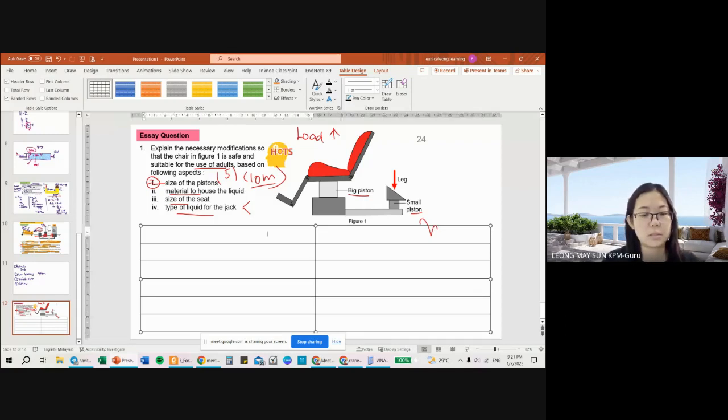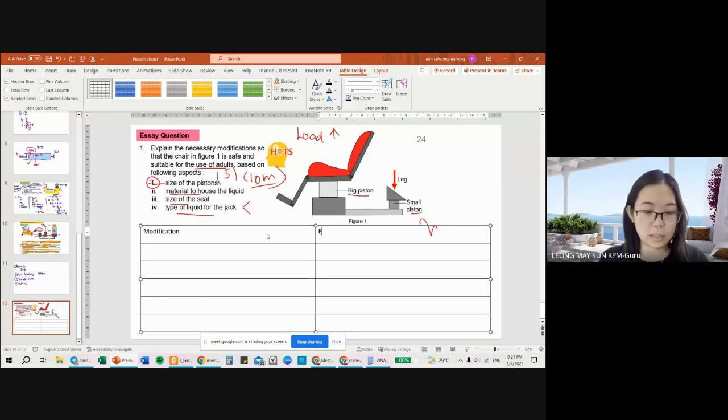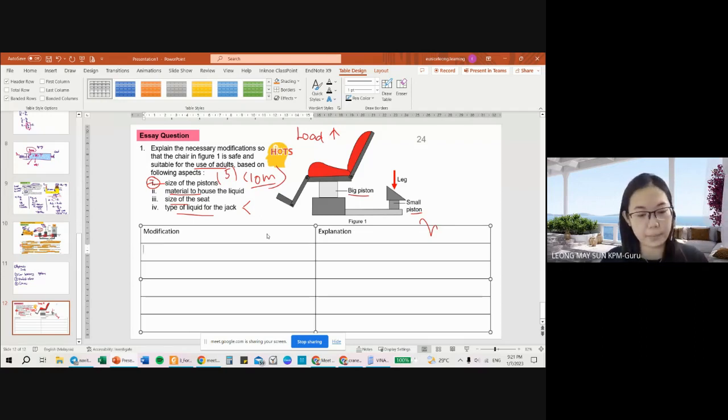Okay, first is actually modification, and the other slide explanation. So let's talk about modification. Size of the piston.